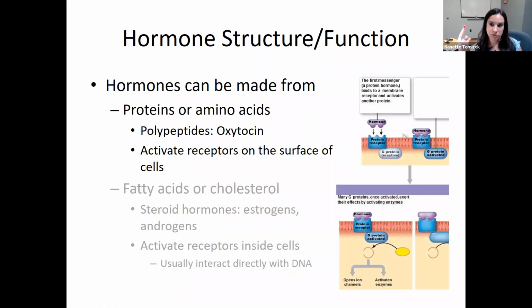There are two structural types of hormones that we can have. They're either made of proteins and amino acids, or they're going to be made of fatty acids and cholesterol derivatives. So, proteins are the building blocks in our body. They are water soluble, so they're able to float around in the blood very freely.